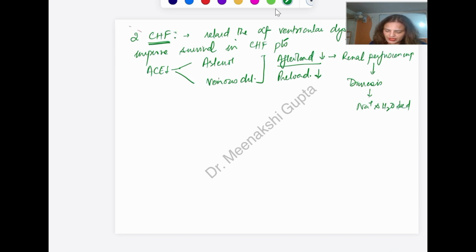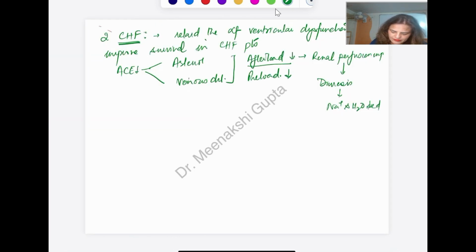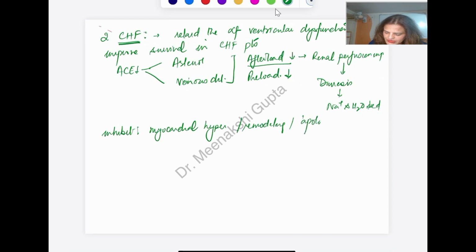Another one is, you have seen this local RAAS, what is it going to cause? It is going to cause ventricular hypertrophy and remodeling. So by inhibiting this, it is going to inhibit myocardial and vascular hypertrophy, remodeling, and apoptosis of the myocardium, and also inhibit the fibrosis. Okay? So it is going to inhibit the progression of the disease, the progression of CHF. That's why it improves the survival in the patient with CHF.